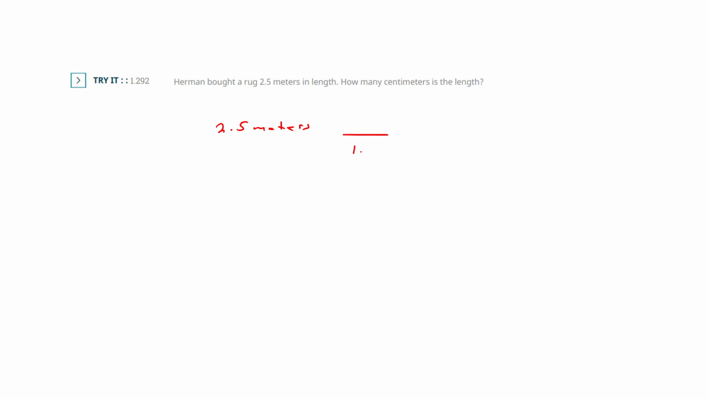So 1 meter has 100 centimeters. Again, if you don't know that, check that table there. Man, my handwriting is terrible. Okay, the meters are going to go, and now we multiply across. Now I'm multiplying by 100, so it's just going to make it easy to do the math. I'm going to move it 2 decimal places, and I get 250 centimeters.